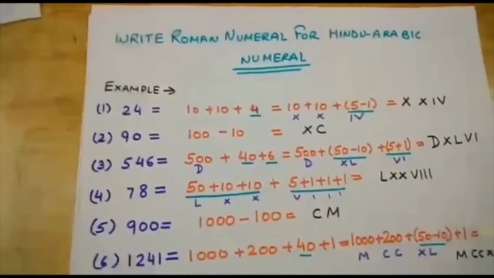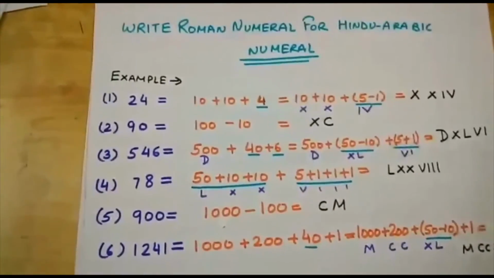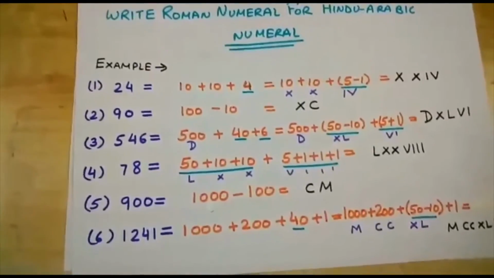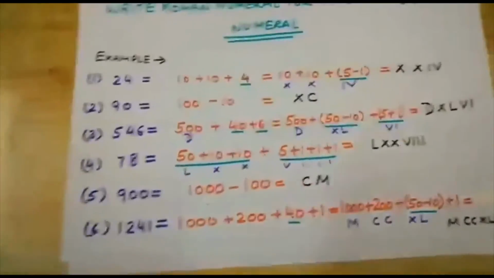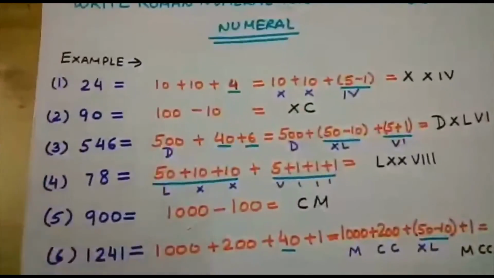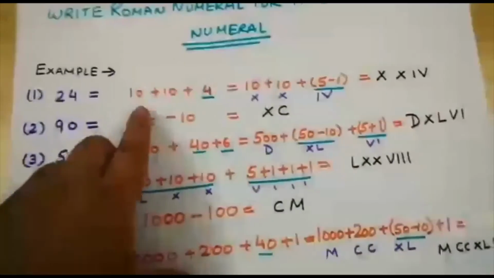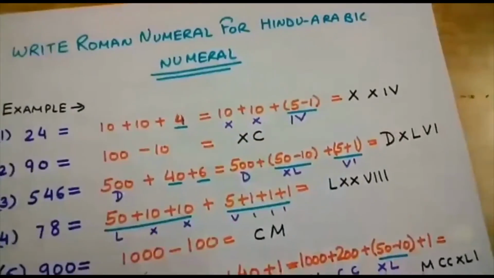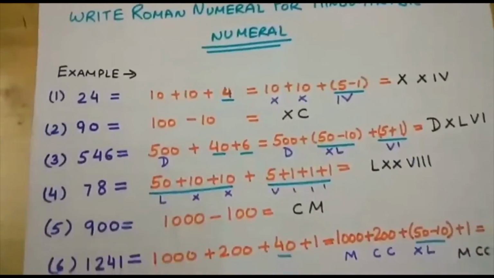Similarly, vice versa. Write Roman numerals for Hindu-Arabic. So we have some Hindu-Arabic numbers which need to be converted to Roman numbers. Check it out. 24 is being broken. 2-step technique: break, convert, break, convert. Check it out.